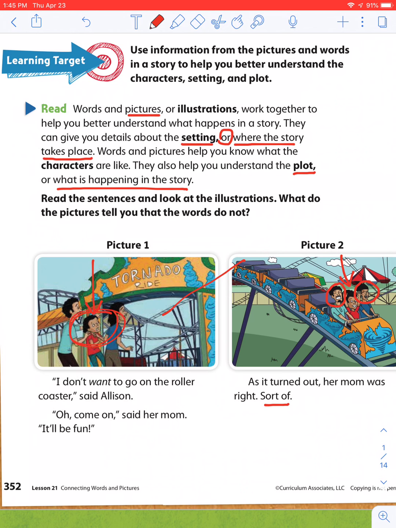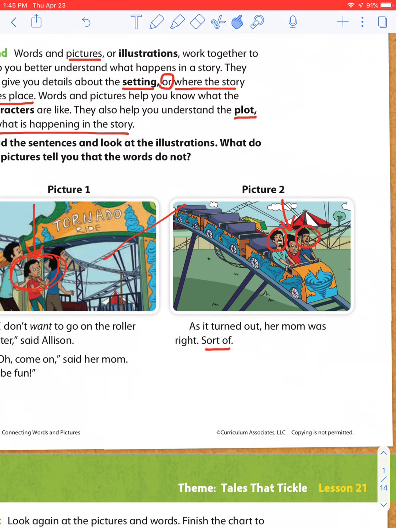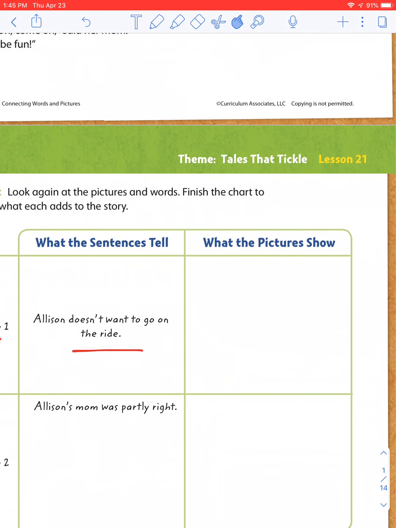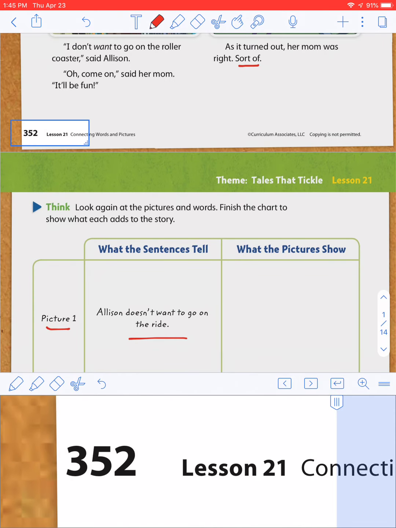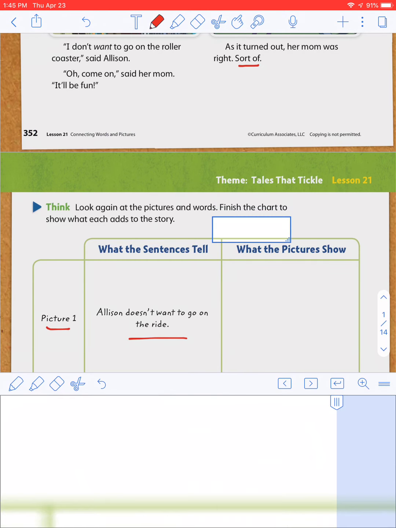Okay, how do I know? Well, her face looks terrified and her body is leaning backwards, not forwards, not towards the roller coaster. Her body was leaning away from the roller coaster. So that's what I would write here, what the picture shows. I'm going to move my text box. For those of you who don't know, you can do this, and you can write right in here in the text.